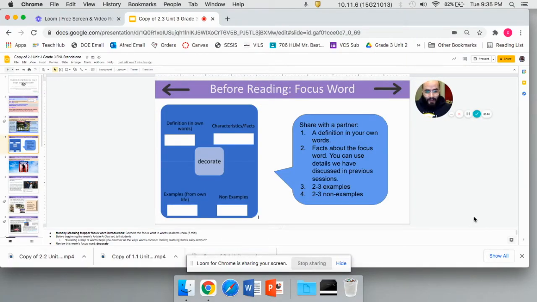And here's how I would fill out the meaning mapper. In my own words, to decorate something means to make it look more fun. Some characteristics of something that is decorated are it looks fun, it looks interesting, right? Some examples of things that are decorated are like a cake or a tree during the holidays. Some non-examples of decorate are like a blank page. It has absolutely nothing on it. Nothing fun, nothing interesting to look at. So I'm going to put a blank page.